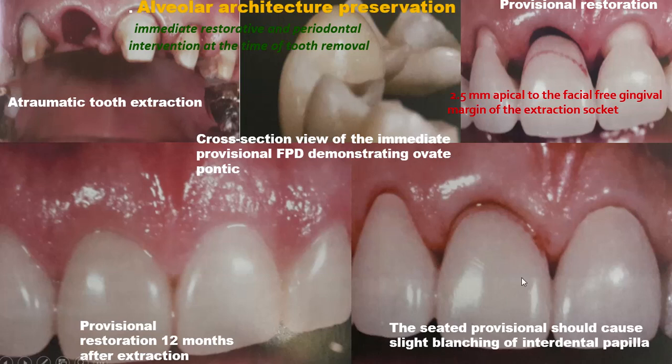As we see, because it entered the socket, it shapes the interdental papillae, and we leave it for 12 months after extraction. After 12 months we see the shape of the pontic as if it is emerging from the gingiva. At this time we remove the temporary and start constructing the final bridge.